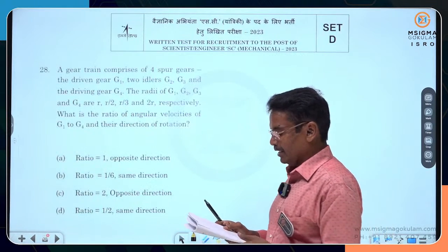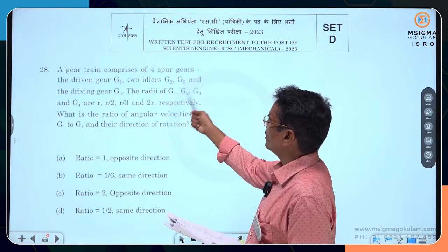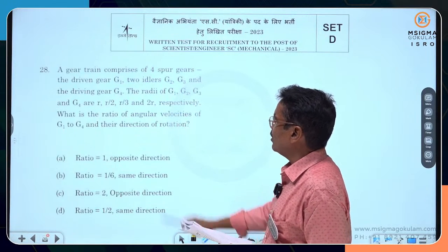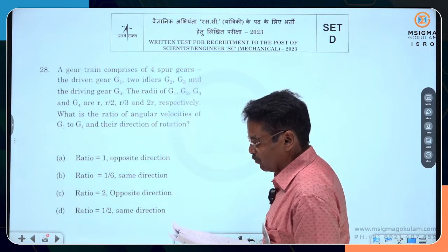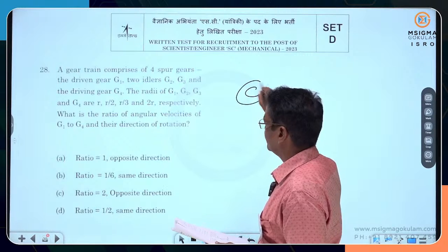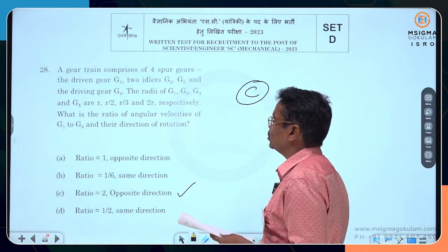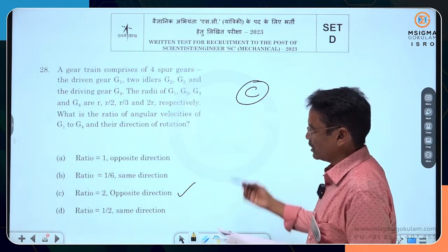A gear train comprises 4 spur gears, radii are given. What is the ratio of the angular velocities G1 to G4? Answer is C. The ratio is 2.